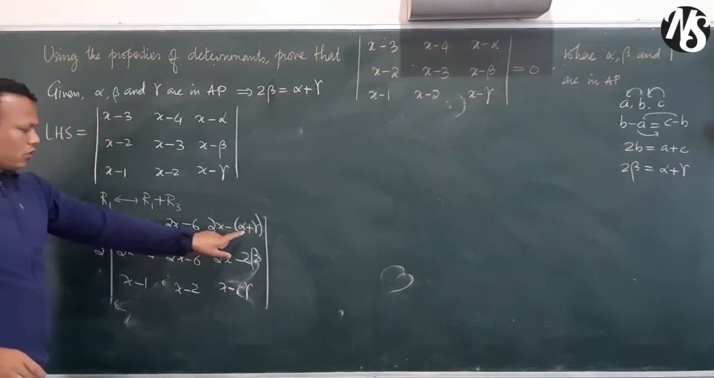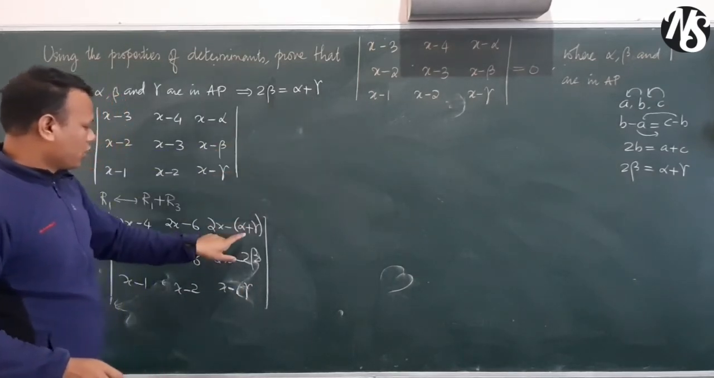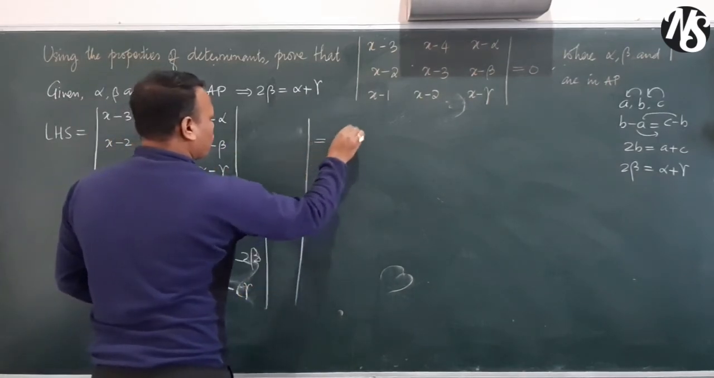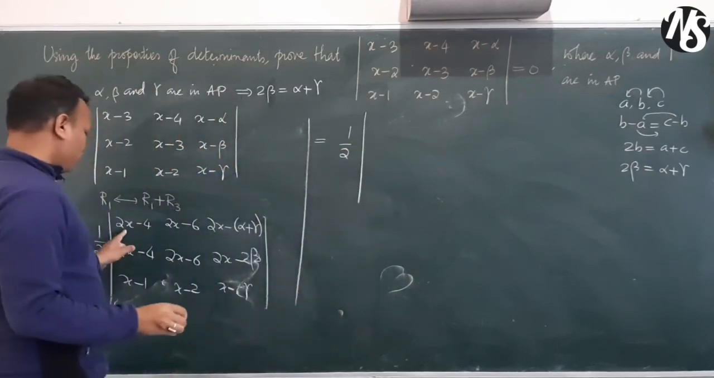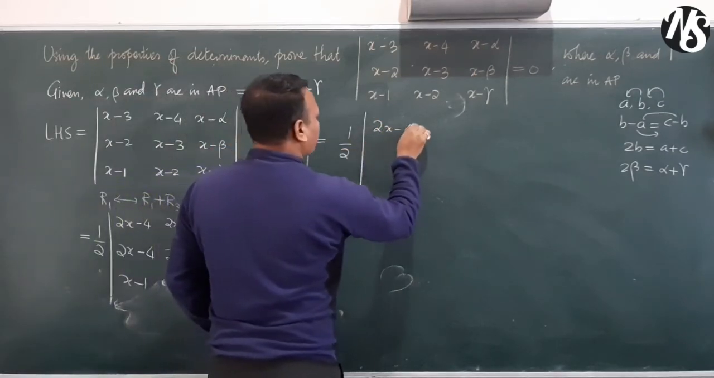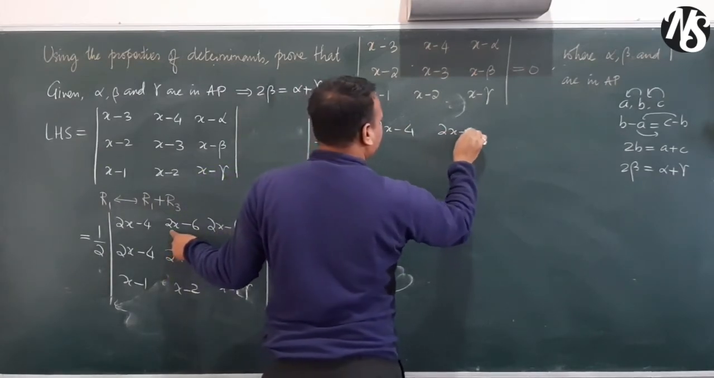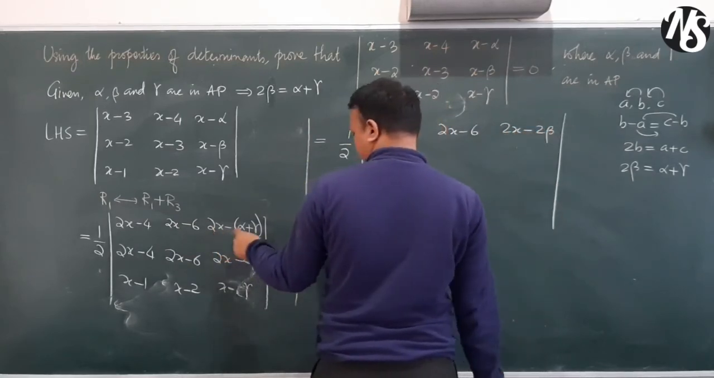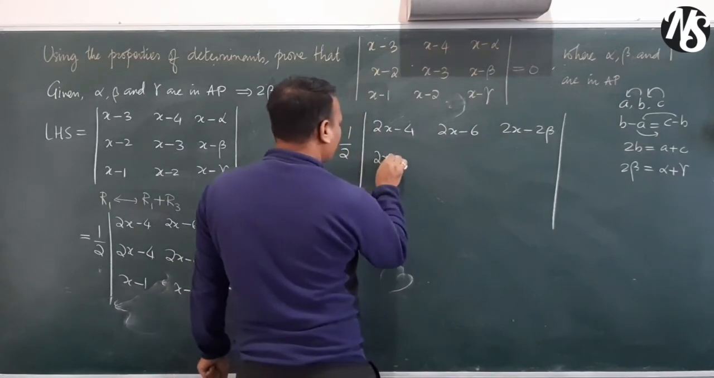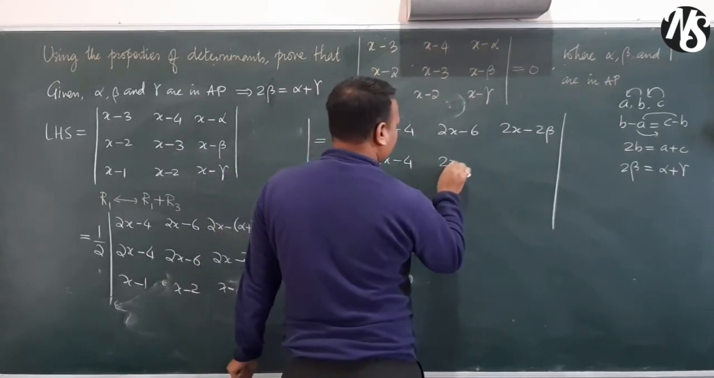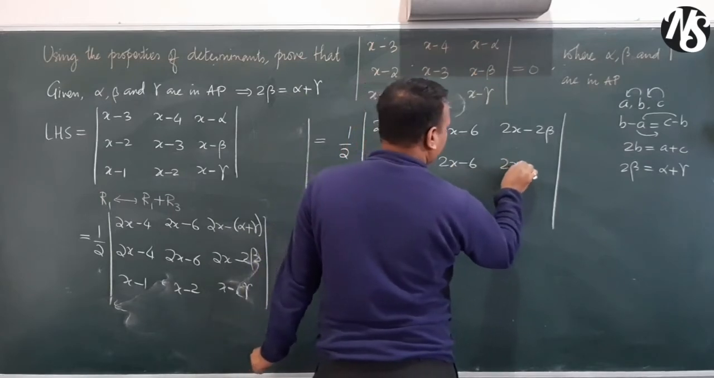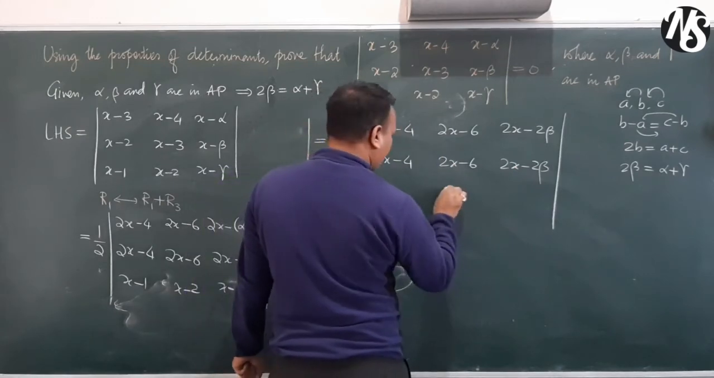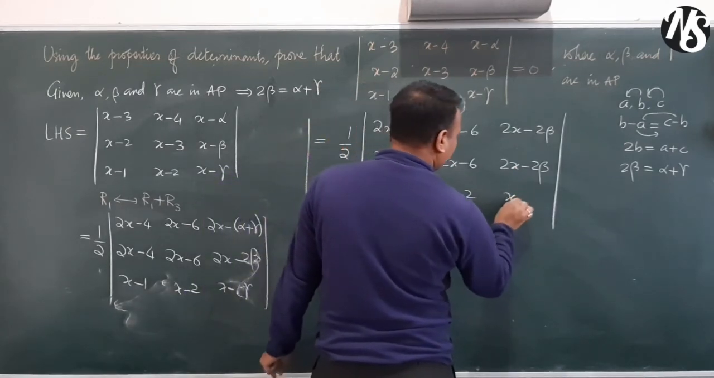Now, you know the value of alpha plus gamma is 2 beta. So in place of this, I am going to write 2 beta. So this is equal to 1 by 2, and we have 2x minus 4, 2x minus 4, 2x minus 6 in the first row, which becomes 2x minus 2 beta. Similarly, we have 2x minus 4, 2x minus 6, 2x minus 2 beta, and the last row is x minus 1, x minus 2, x minus gamma.